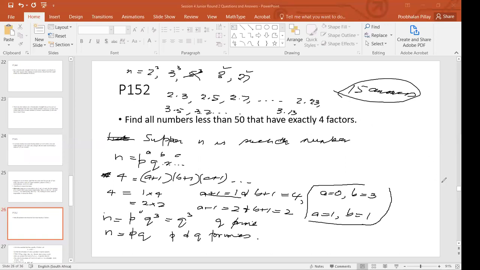You could do it in the long way. Take all the numbers and find out how many factors it's got. It'll take you a long time because there are 50 numbers to go through. But if you use this logic, you can reduce your search considerably. Because you can identify precisely those numbers which have got exactly 4 factors.